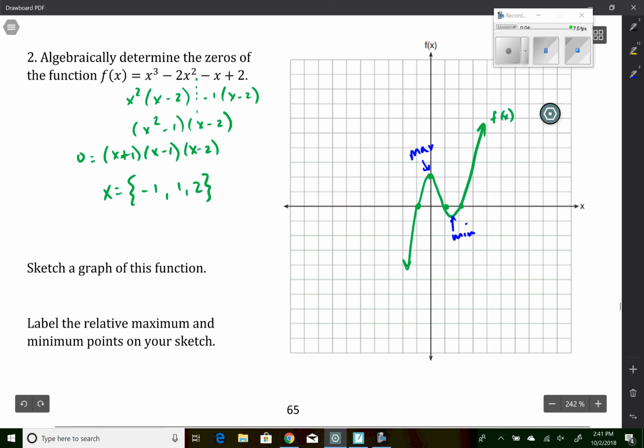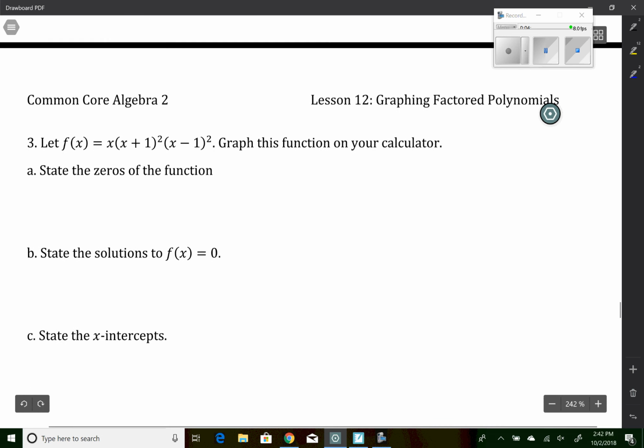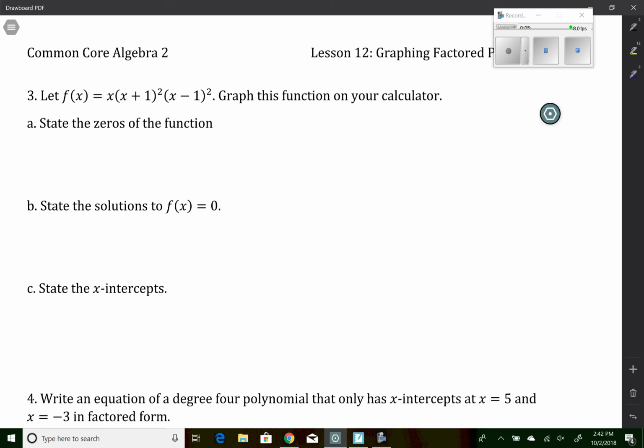Eventually, we'll learn how to even find those. For right now, let's just label them. Number 3, f of x is this funky looking function. It says graph it on your calculator, state the zeros. So the zeros are x equals -1 with a multiplicity of 2, 0, and 1 also with a multiplicity of 2.